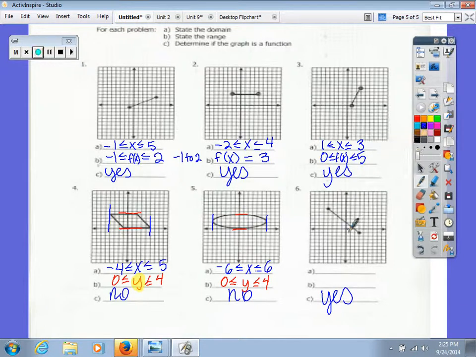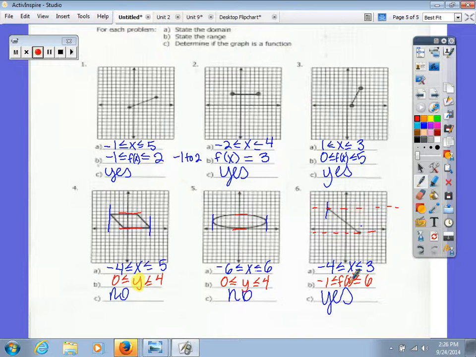Okay, number 6. For my domain, what am I going to go ahead and do? I start from left to right. So we're going to see -4 all the way to 3. Range, start from the bottom. I see it here where it's -1. Oh, my line's kind of bad. I'm sorry. My range would be -1. And what's my range up here? Very good. Is it going to have f of x or y? Because it's a function. Good job.